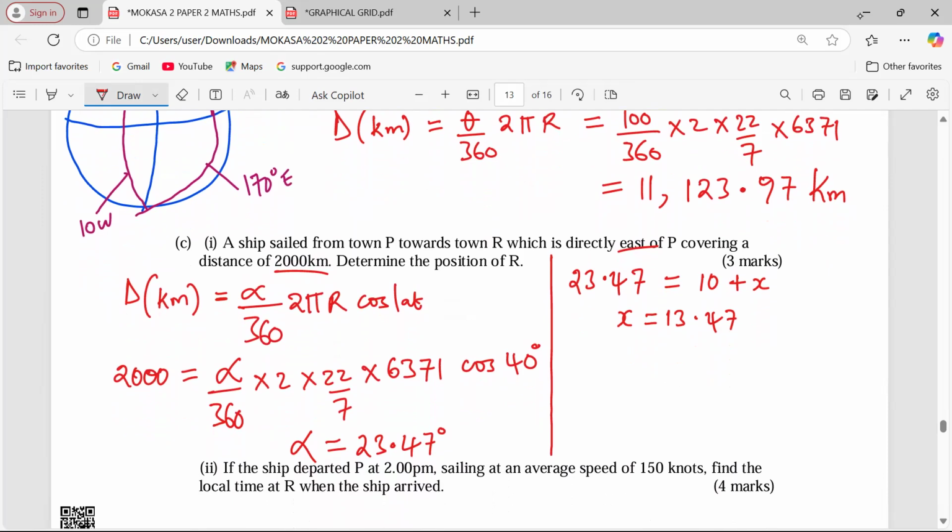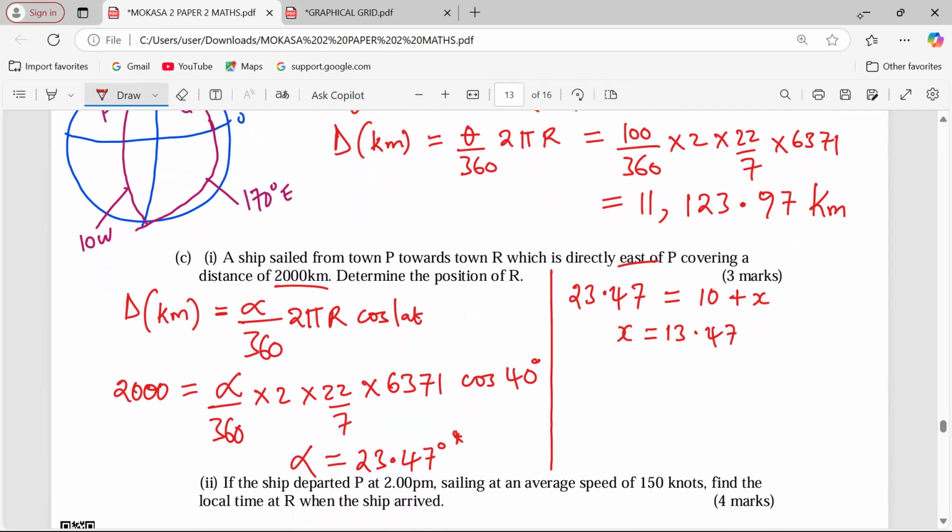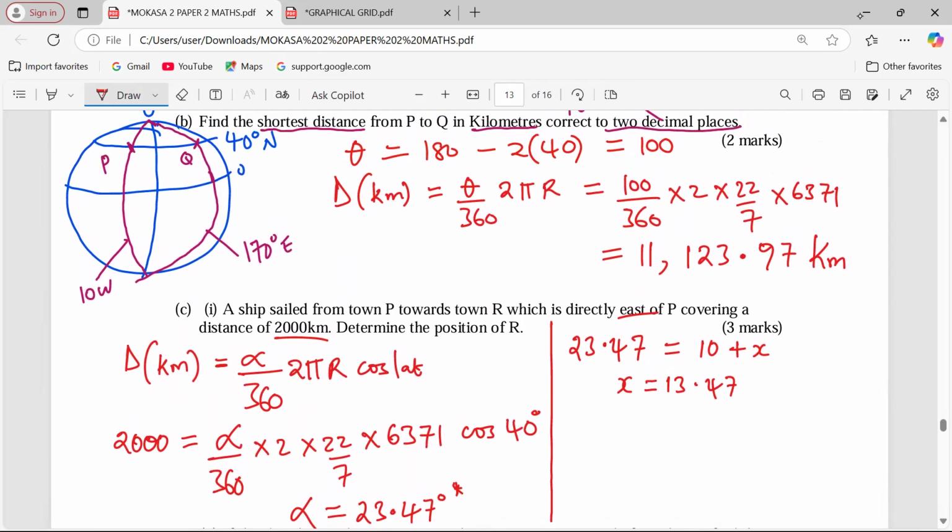In case we had an angle difference smaller than 10, then we would say that we have not moved beyond the prime meridian. We are still within the west. But now that we are getting more than 10, then we have already transitioned to the east side. So it is 13.47 in the east.